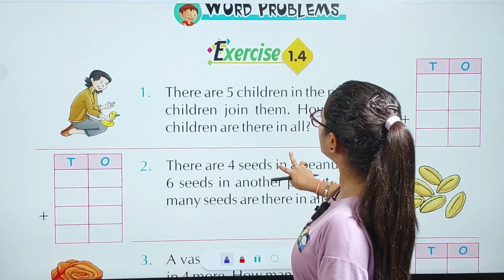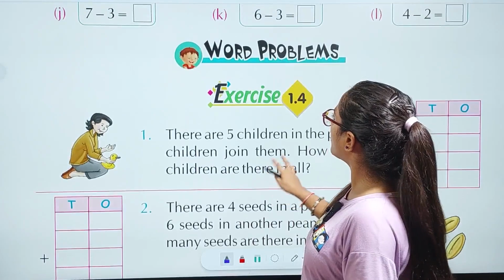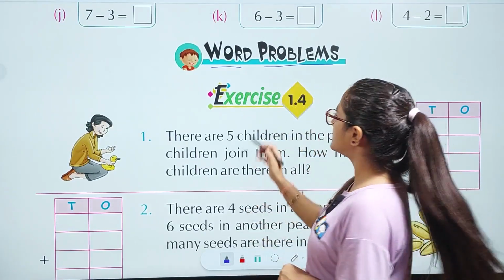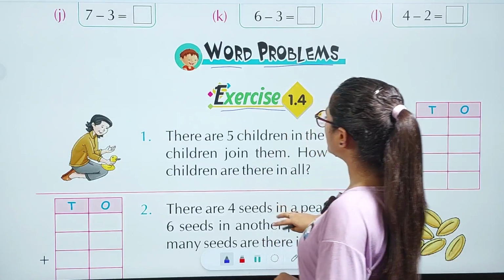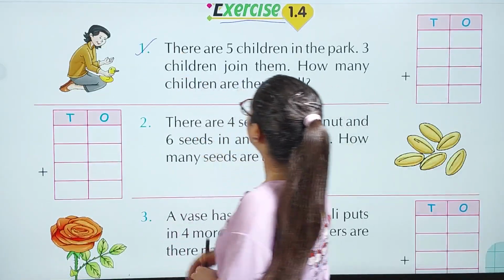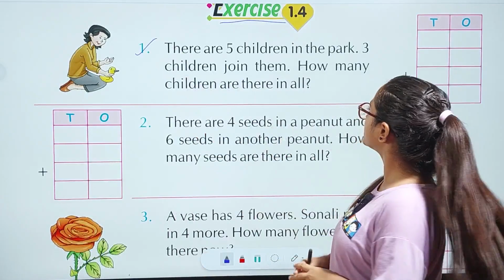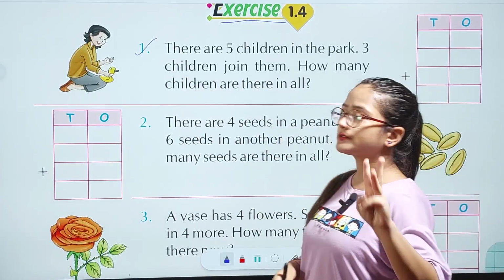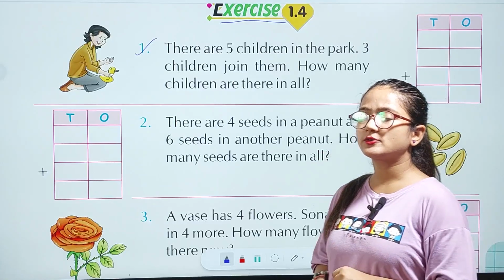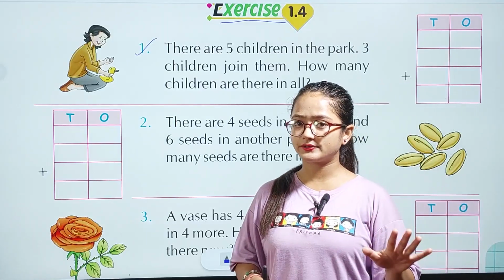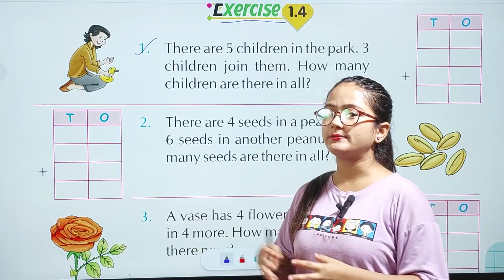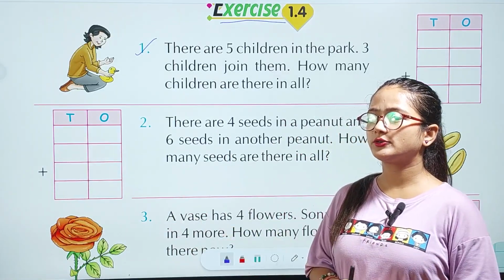Okay, now let's move on to the word problems. The exercise is exercise number 1.4, and the first question is, there are 5 children in the park. 3 children join them. How many children are there in all? So basically there are 5 children in the park already and 3 children extra join them. So how many children are there in total?